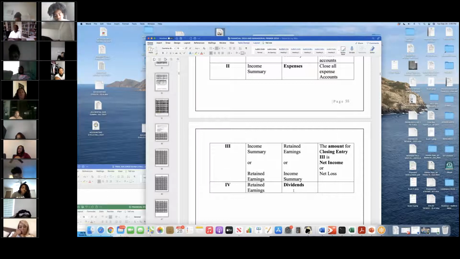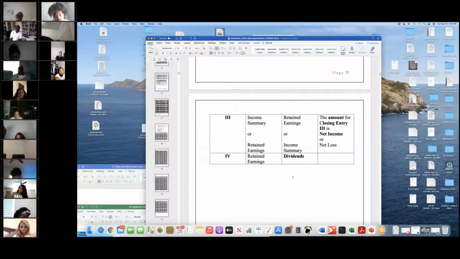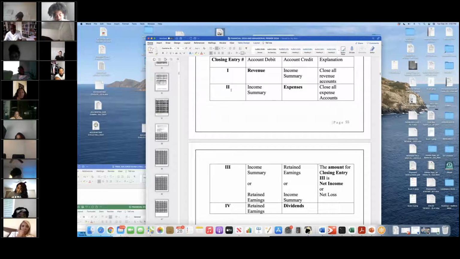So every company in the world does this. They close out their accounts. All governmental entities close out their accounts so that everything is clear for the next year. Are there any questions?